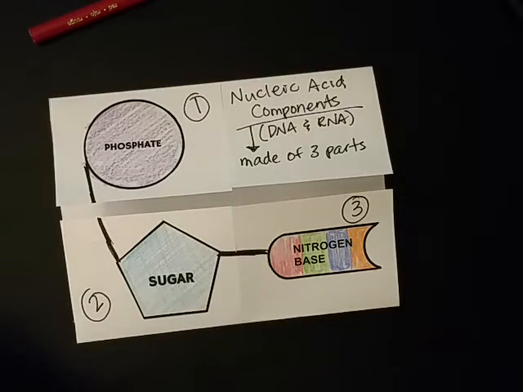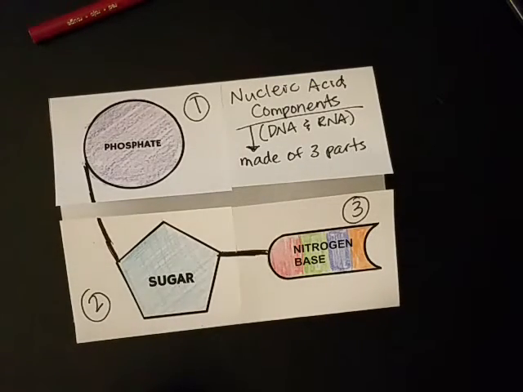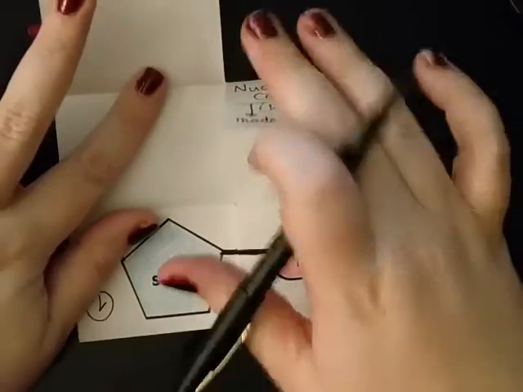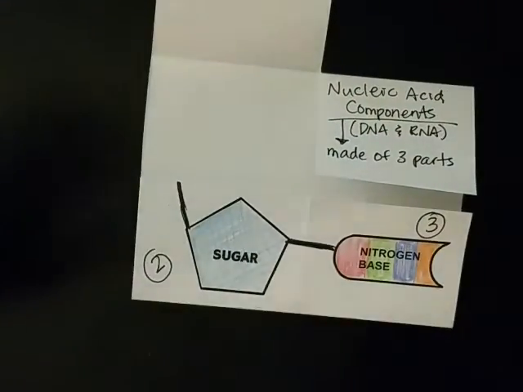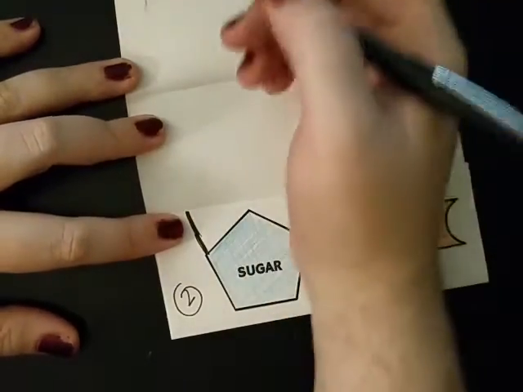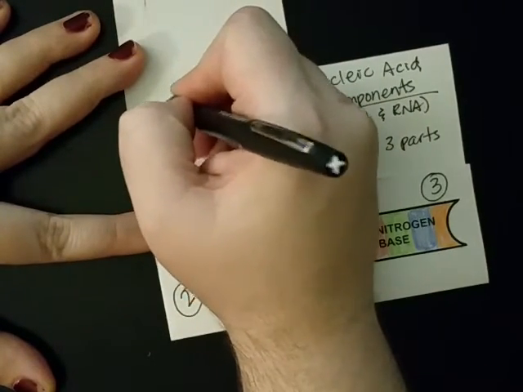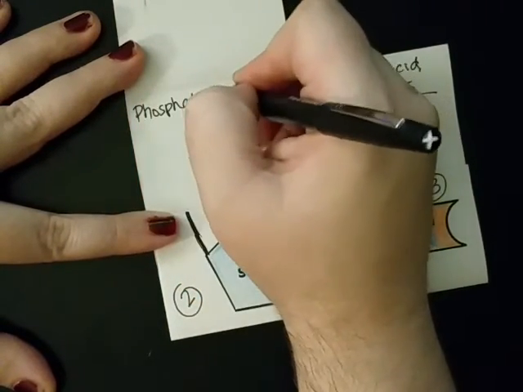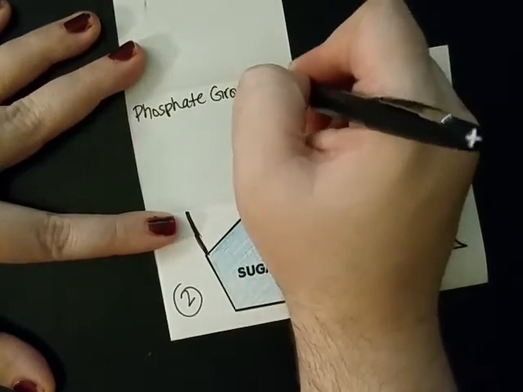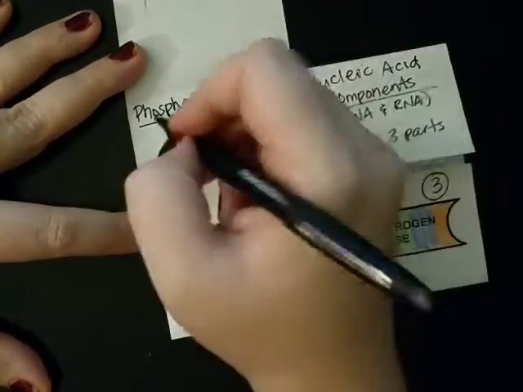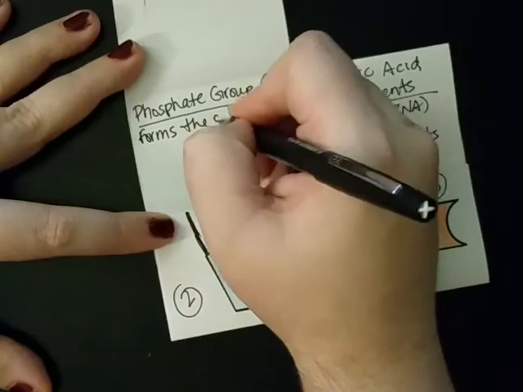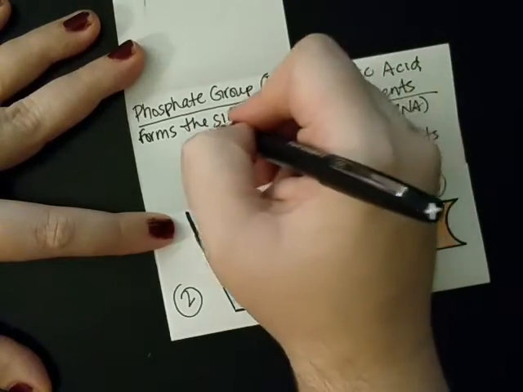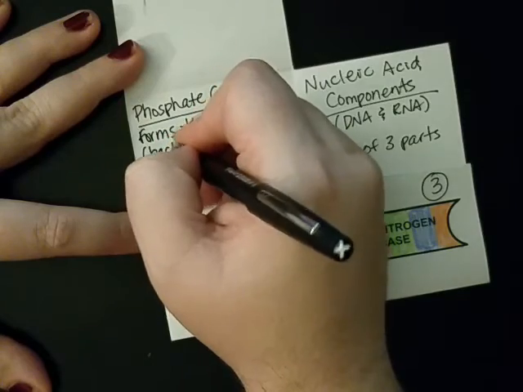So what we're going to do is we're going to open up each part and take a little tiny bit of notes on the insides here. So number one here, turn this a little bit. What we have here, this is our phosphate group. And this is number one. Our phosphate group forms the side, which is also sometimes referred to as the backbone.